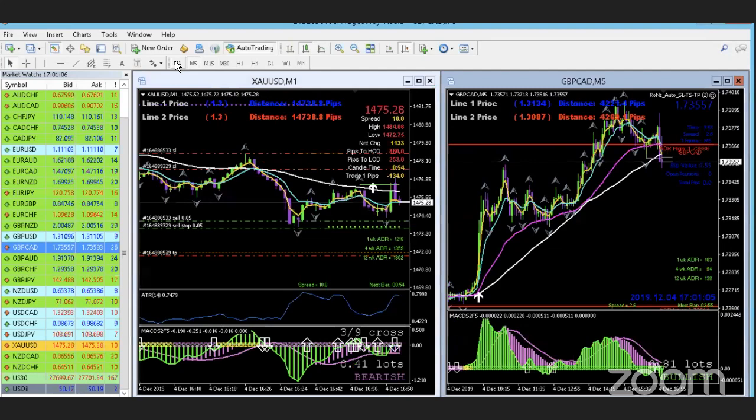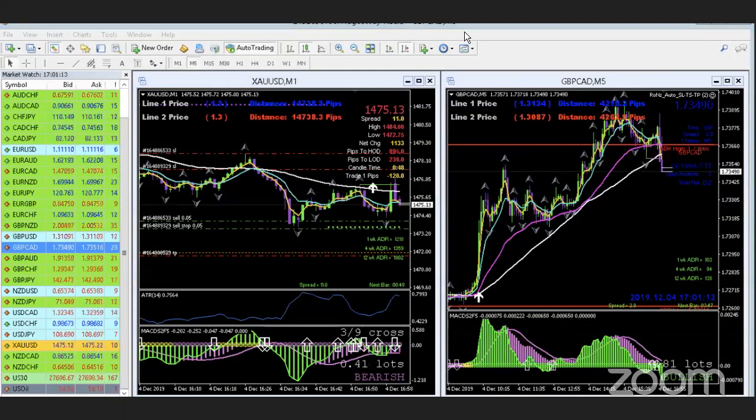Let's see. I'm still holding my trade. US 30, you're still holding it? I'm still holding it. It wicked too. It didn't close. It wicked. Okay. Keep the faith.